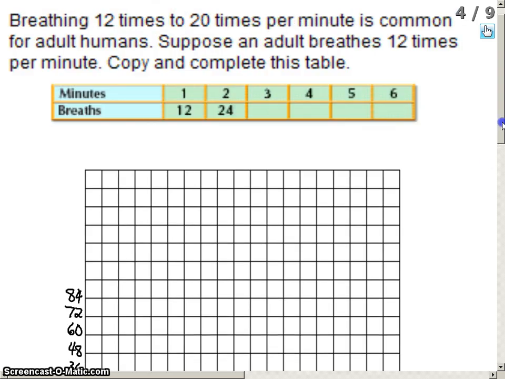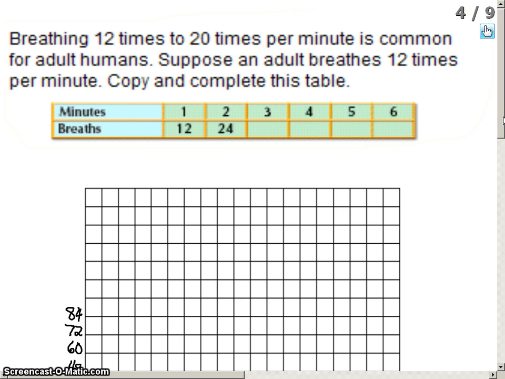Now, what I have here is a problem. It says breathing 12 times to 20 times per minute is common for adult humans. Suppose an adult breathes 12 times per minute. Copy and complete this table. Now I have my table. I'm going to create and generate equal ratios. Then from there I'm going to plot my points on my grid.